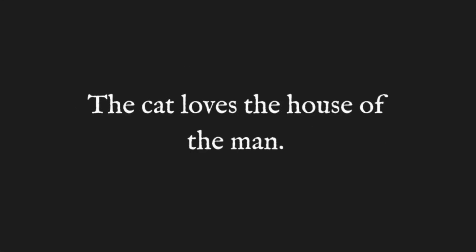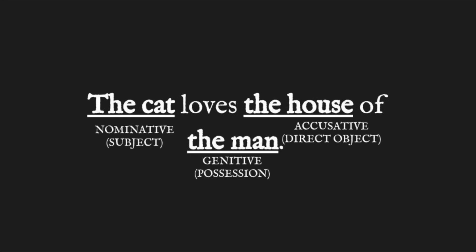Now try to find the nominative, the accusative, and the genitive in this English sentence. So the cat is the subject, meaning it's the nominative, meaning it is the thing doing the verb. The house is accusative because it is the thing that is being done by the verb, it is the thing that is being loved. And the man, which possesses the house, is the genitive.